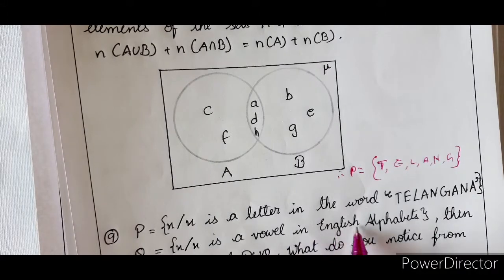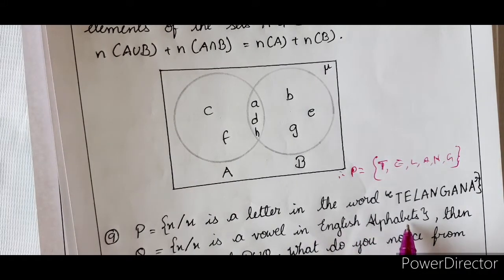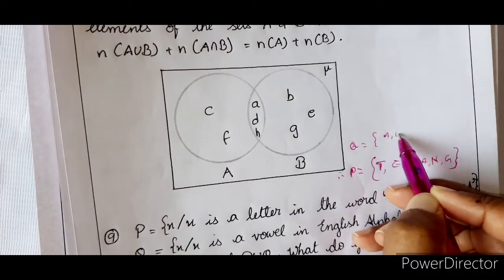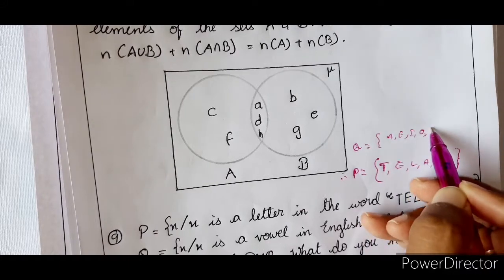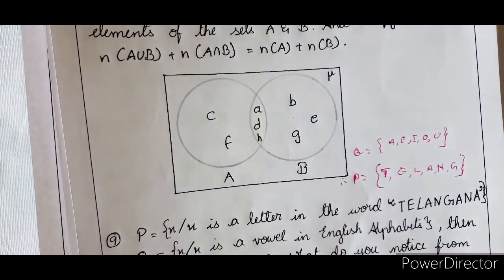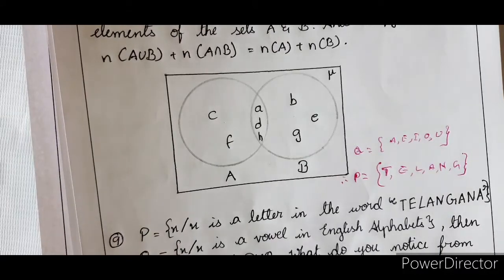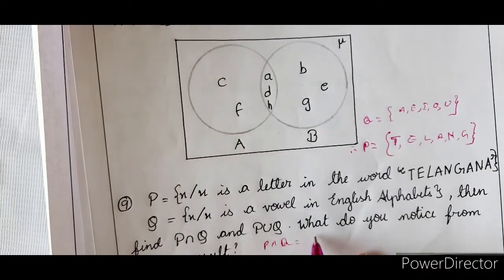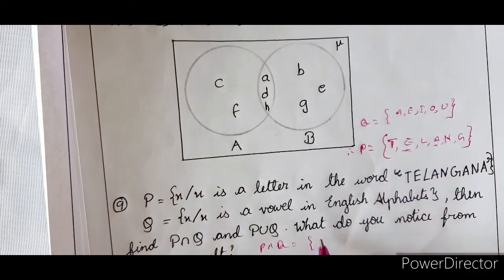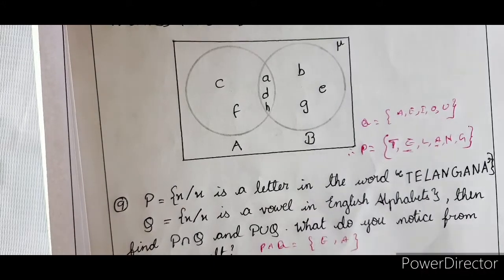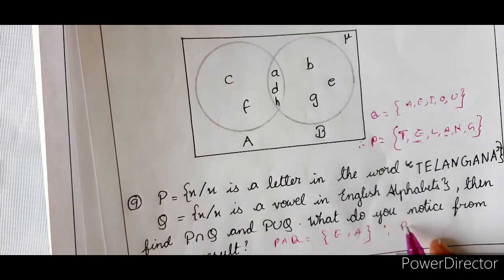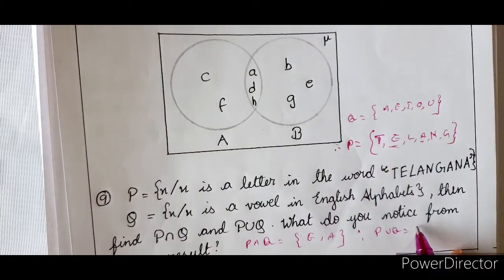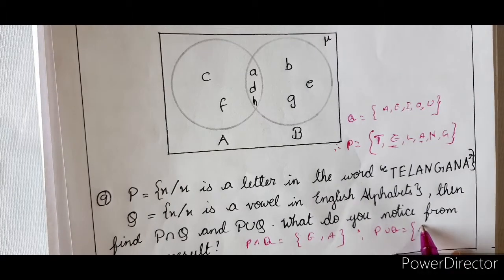Now X is a vowel in the English alphabet. So the English alphabet vowels are Q is equal to A, E, I, O, U. These are vowels. Then find P intersection Q and P union Q. I am writing directly. P intersection Q is equal to the vowels here, that is E, A. Then P union Q means already existing elements and these elements. Repetition should not be there.